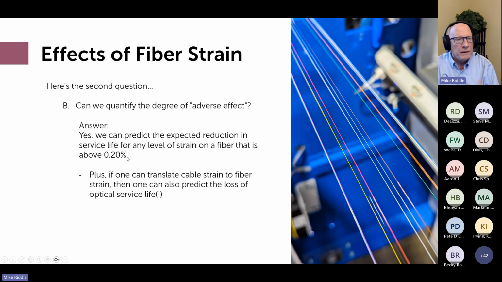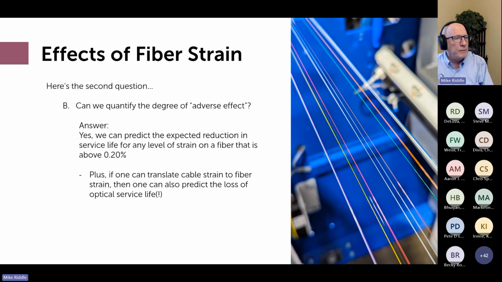And the second question, can we quantify the degree of adverse effect? Well, yeah, like I just said, you can predict service life, operational life, just based upon the amount of strain that's on the fiber. But you, as users, are buying cable, you're not buying fiber. So you actually have to make another connection, and that is to translate the strain that's on the cable to the strain that's on the fiber. Not going to talk about doing that in detail today, but you understand the concept and it can be done.